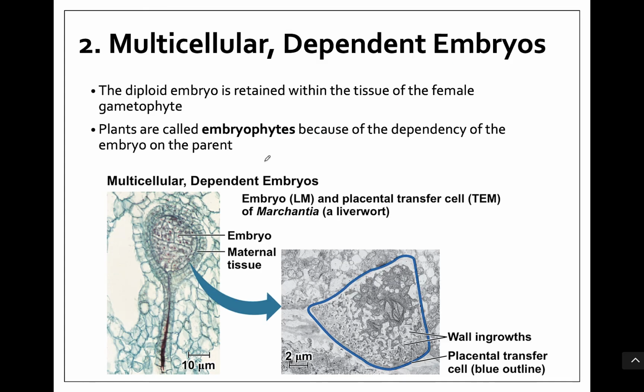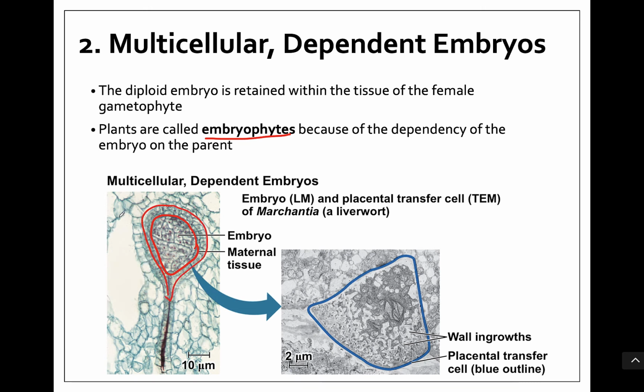Another characteristic that all plants have is a multicellular dependent embryo. This is such a significant adaptation for plants that it's actually the name that we got for the entire kingdom, which is the embryophytes. Embryophytes literally means embryo plants. So here is the embryo right here. And then this is the maternal plant. So all of this outside of that belongs to the female.